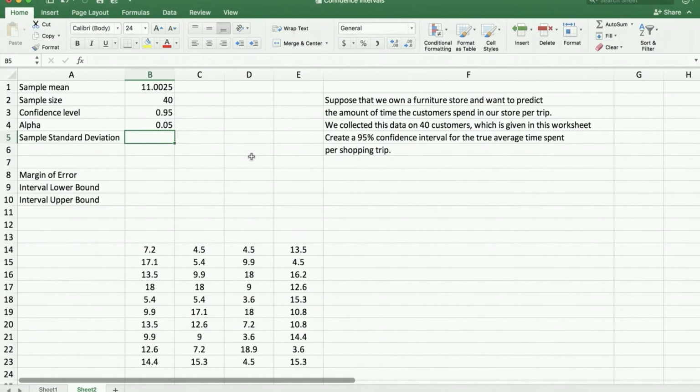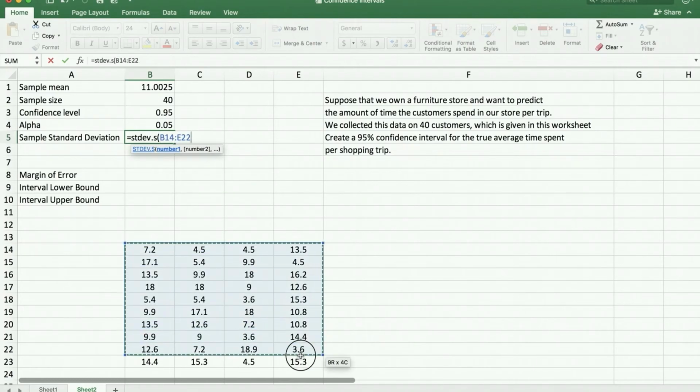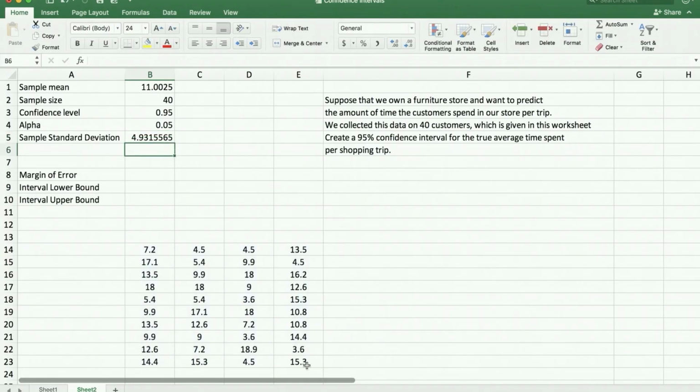And then I need to calculate the sample standard deviation by using my sample data. So I have my sample data, I calculated the sample mean, and now I'm going to use the standard deviation for the sample function on Excel to calculate this value. So I'm going to use the function for the sample standard deviation and then input the data into it, which will give me the standard deviation of 4.93.